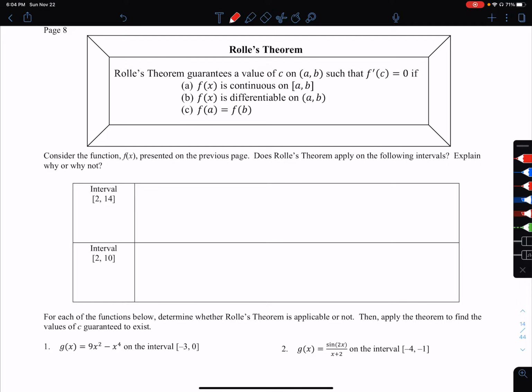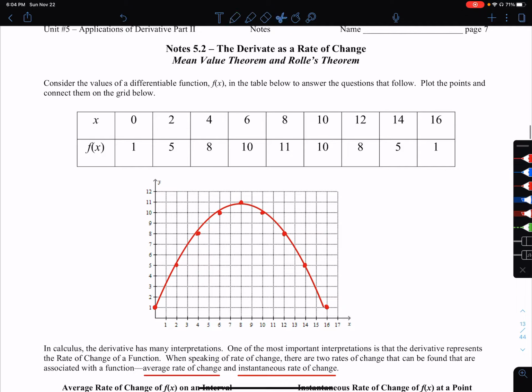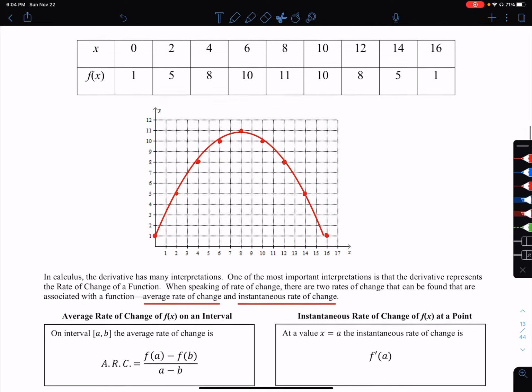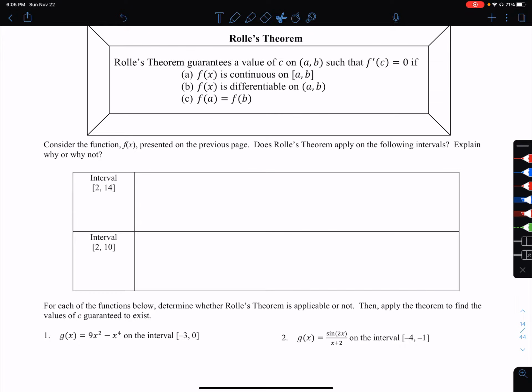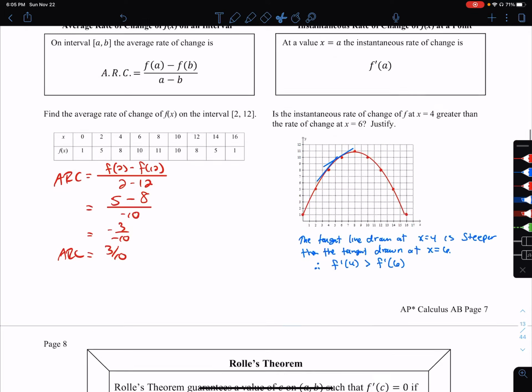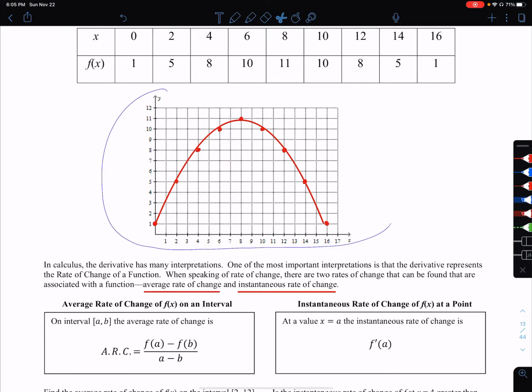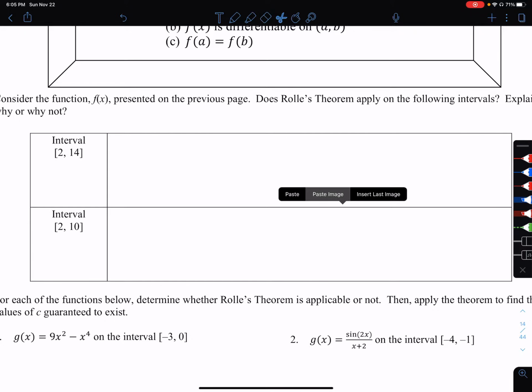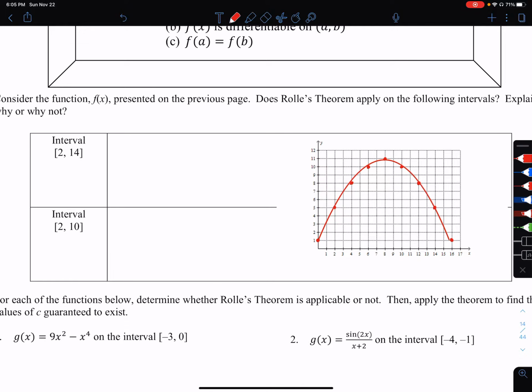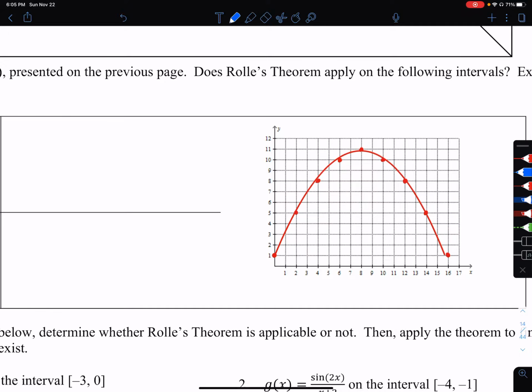Consider the function f of x presented on the previous page. Let's see, I should probably grab that, that's this fellow right here. And you can see the graph here as well. Does Rolle's theorem apply on the following intervals? From 2 to 14, I'll tell you what, let's just do this even easier. Let's just grab this. Let's look at it. So from 2 to 14, that would be from here to here.